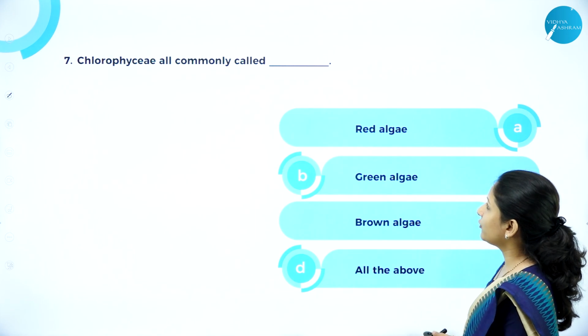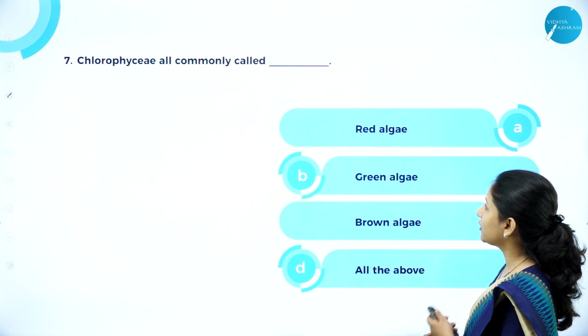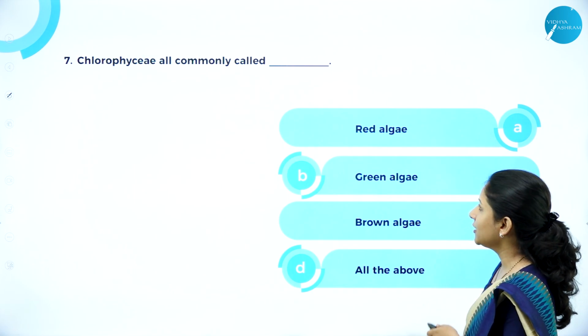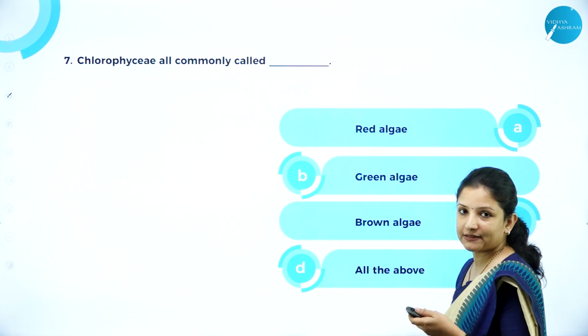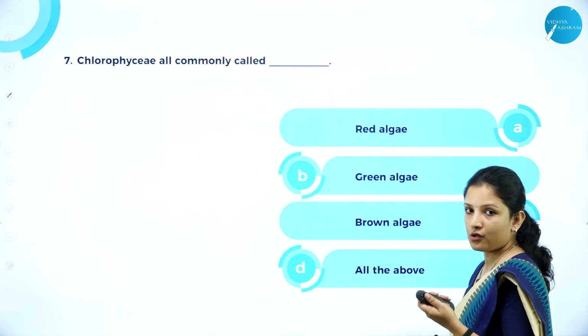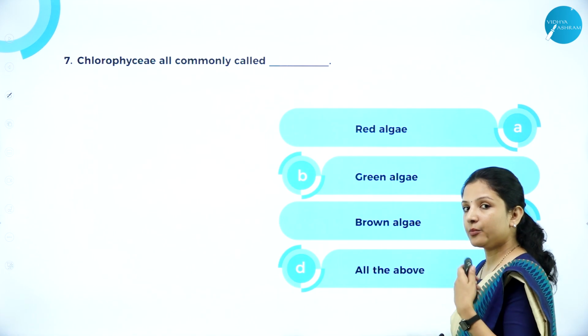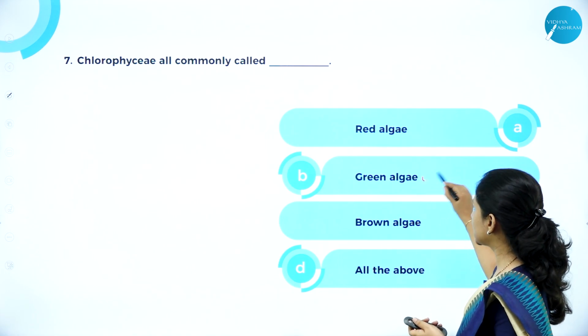Next, Chlorophyceae are commonly called as, is it red algae, green algae, brown algae, all of the above. The name itself says Chlorophyceae, means it has something to do with the chlorophyll pigments in abundance. That is, it has chlorophyll A and B in abundance. So therefore it is the green algae.